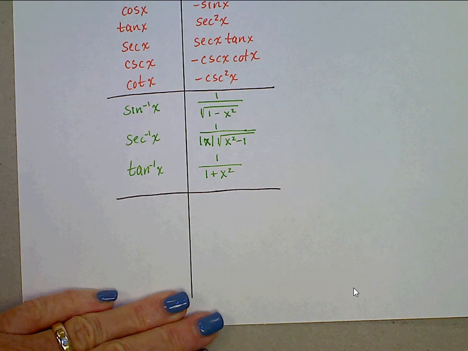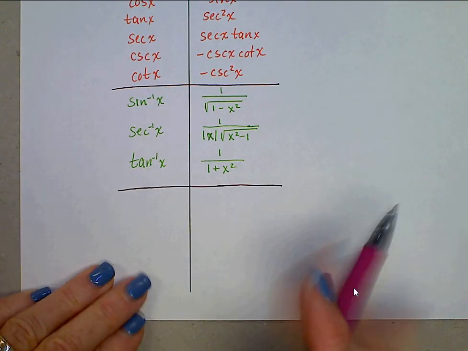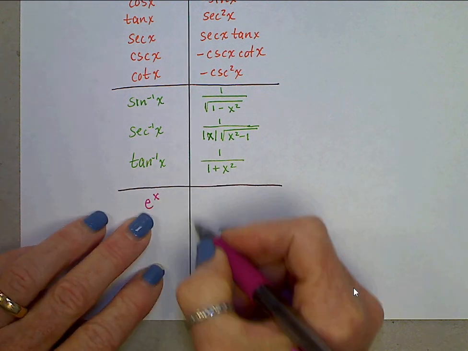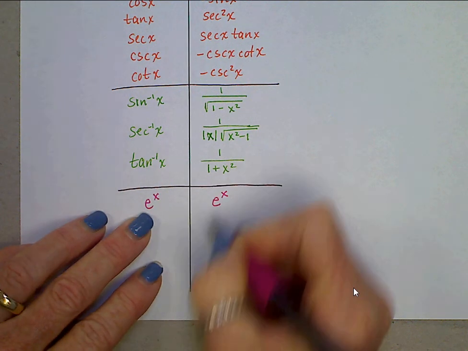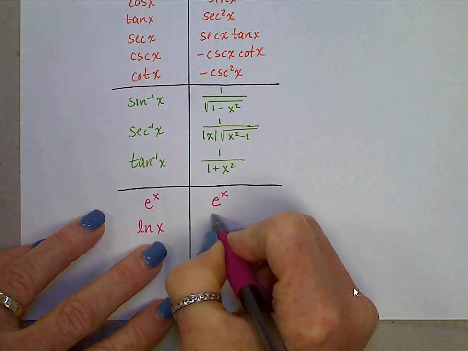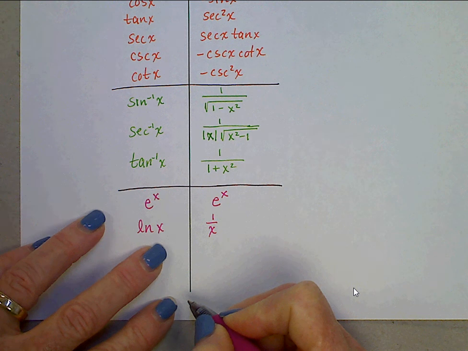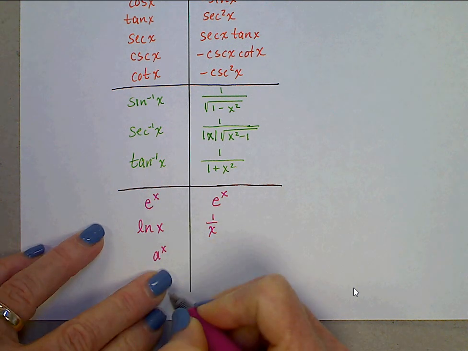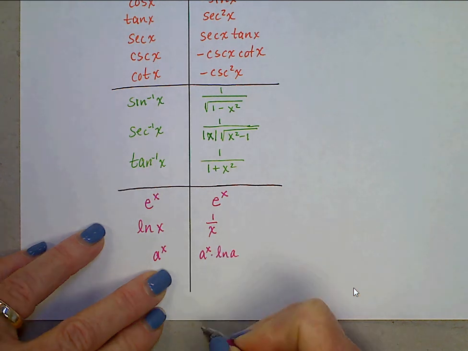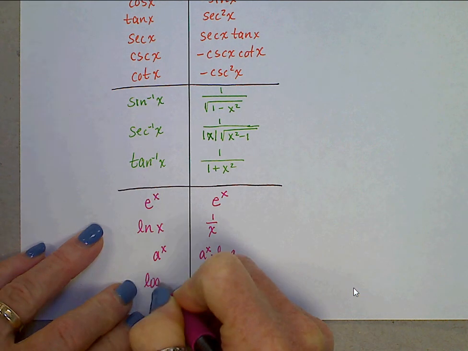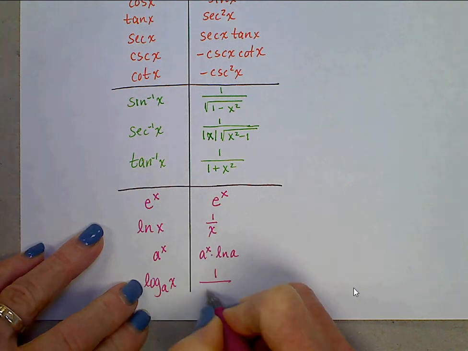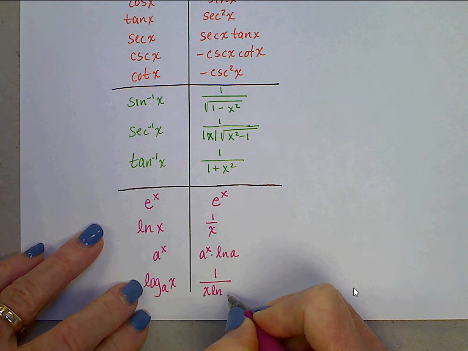And the last family of functions that we talked about were the exponentials and the logs. The derivative of e to the x is just e to the x. The derivative of a natural log x, 1 over x. The derivative of a to the x is a to the x times ln a. And the derivative of log base a of x is 1 over x times the natural log of a.